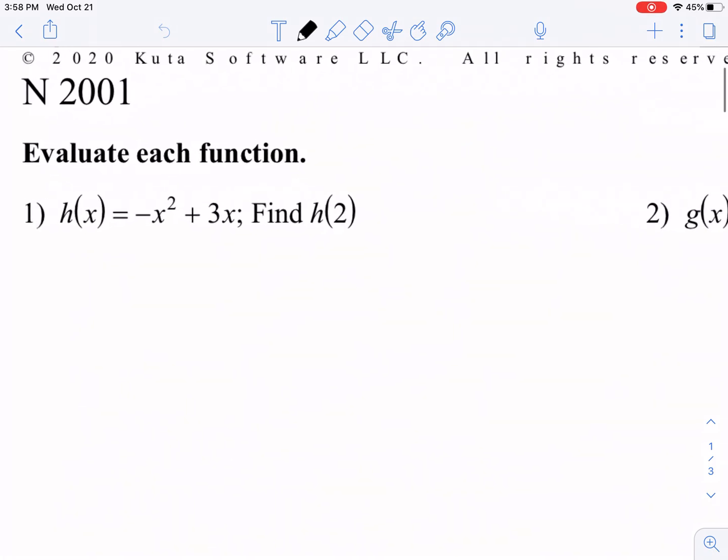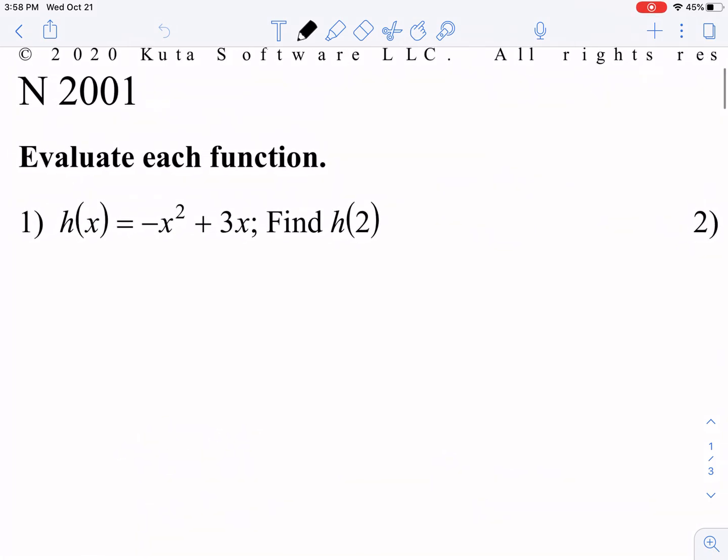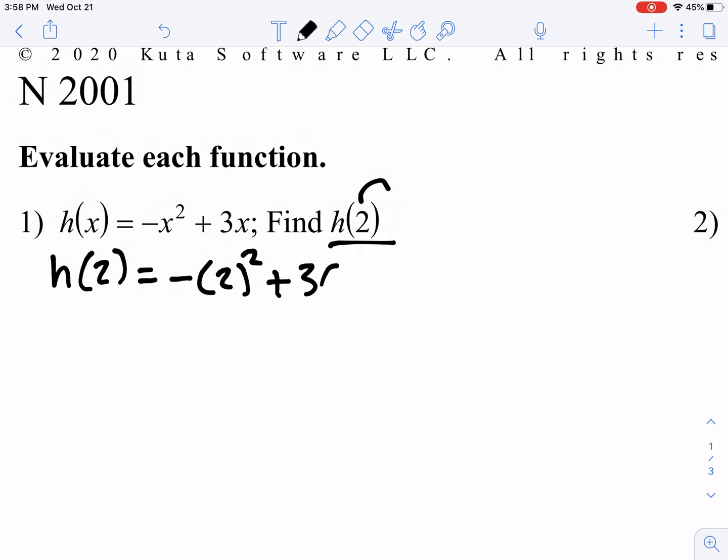So evaluating this function here, it says I want to find h of 2. In other words, my input that I'm plugging in is 2, and we want to find what do I get out, my output, when I plug in 2. So when we plug in our 2 here, we have a negative of 2 squared, plugging in 2 for x, plus 3 times 2. Okay, so we're plugging in our x. Now we just follow the order of operations and have to find the output, h of 2.